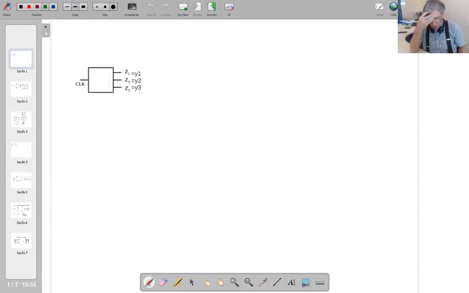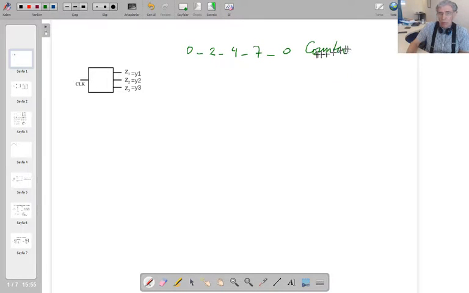Now we're going to give you a third example for a sequential circuit synthesis. What is this example? This is another kind of a counter which counts in this order: 0, 2, 4, 7, back to 0. We would like to design this counter. Now that's the word description, isn't it?